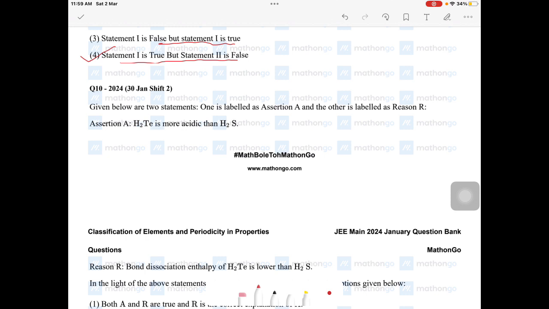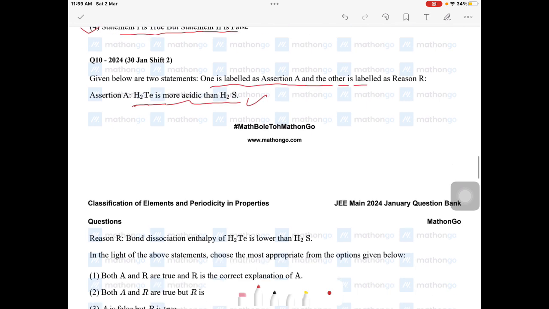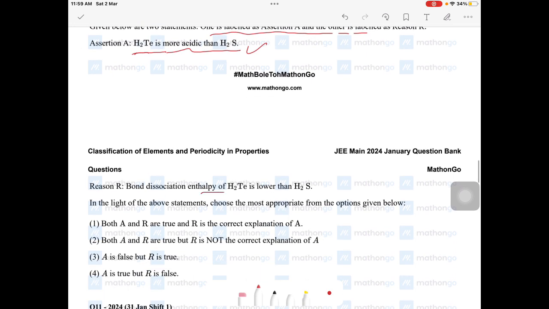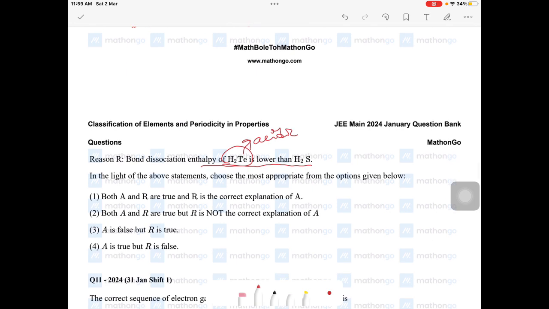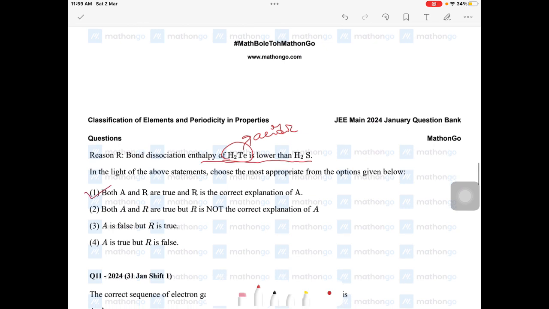Given below are two statements, one labeled as assertion and the other as reason. Assertion: H2Te is more acidic than H2S. Correct. Reason: Bond dissociation enthalpy of H2Te is lower than H2S. That's why it is more acidic in nature. So both A and R are true and R is the correct explanation of A.